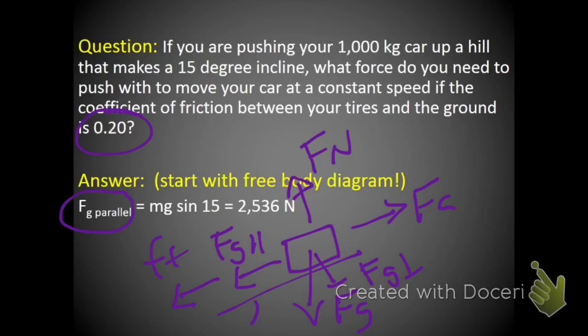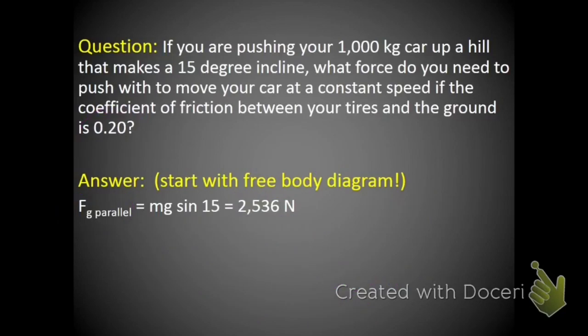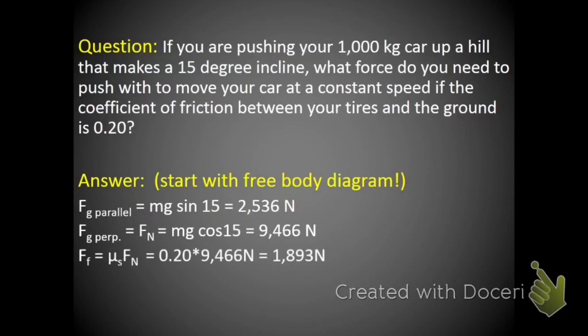The parallel component of gravity, this guy here, is mass times gravity times the sine of 15. That's that force. We can also figure out that perpendicular force, and that'll be equal to the normal force. We know that the force of friction is equal to mu times the normal force.